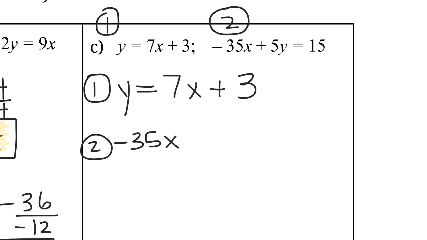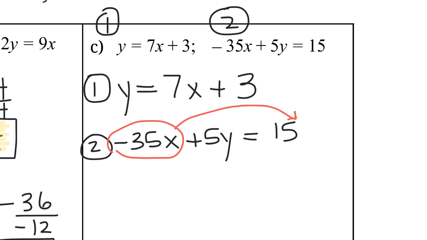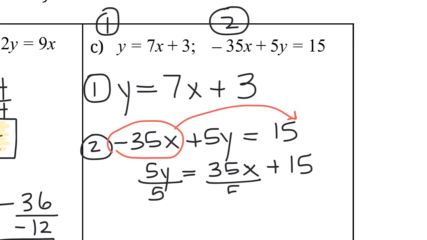So it's negative 35x plus 5y equals 15. This negative 35x needs to move over to the right-hand side. So that's going to leave me with 5y equals 35x plus 15. Okay, I need to get rid of this 5, so I'm going to divide everything by 5. These 5s are going to cancel out. That's going to leave me with y equals 35 divided by 5, that is 7x, plus 15 divided by 5 is 3.